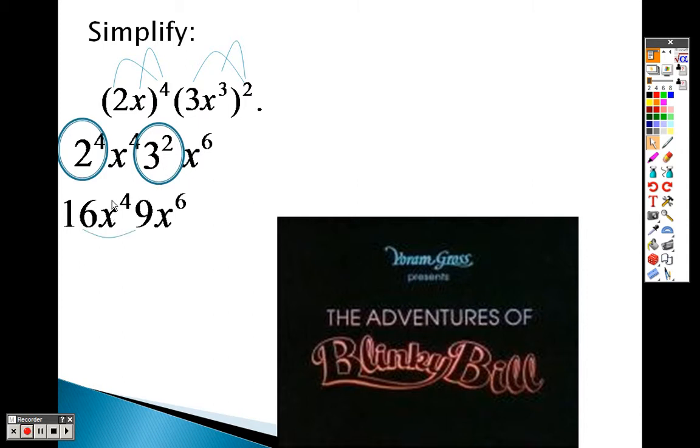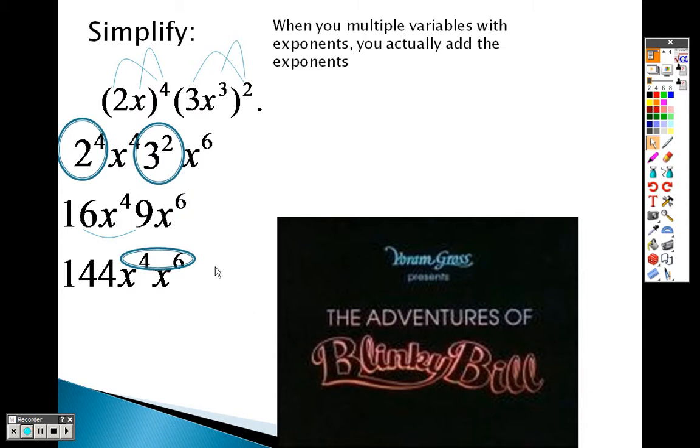So take those numbers and multiply them. 16 times 9, what do you get? 16 times 9 is 144. I still have an x to the fourth, and I still have an x to the sixth. Since they are multiplied together, you take the exponents and add them. So when you add the exponents, 4 plus 6 is 10, and there's your answer, 144x to the 10th.